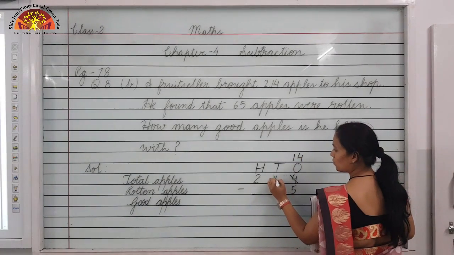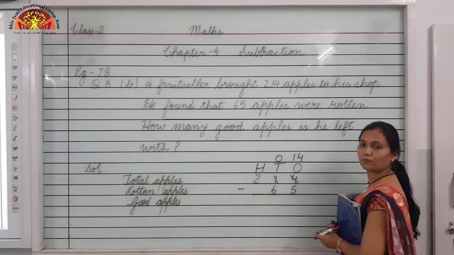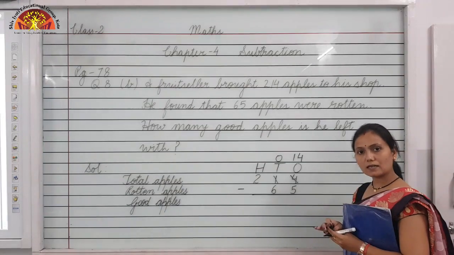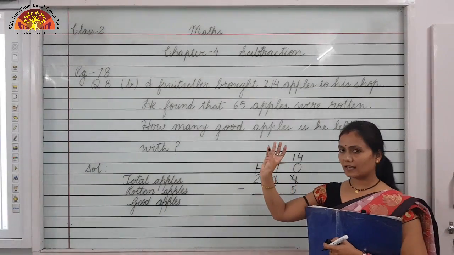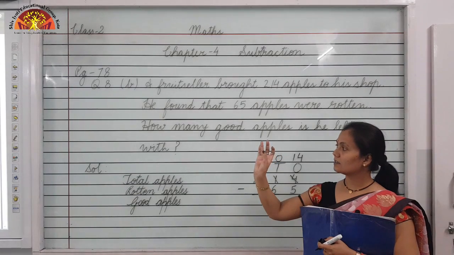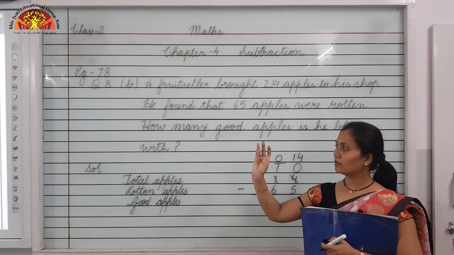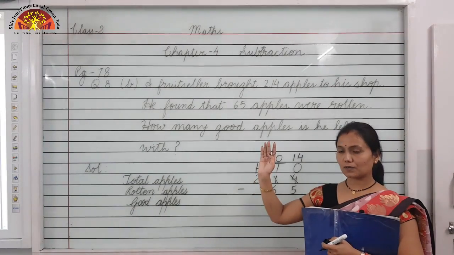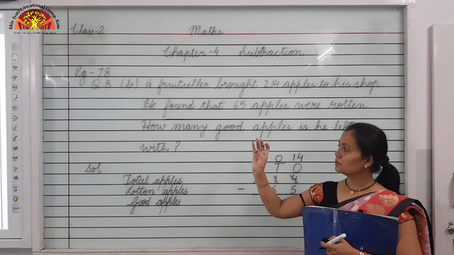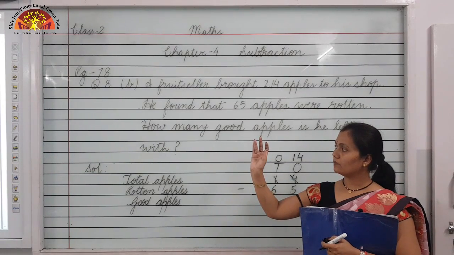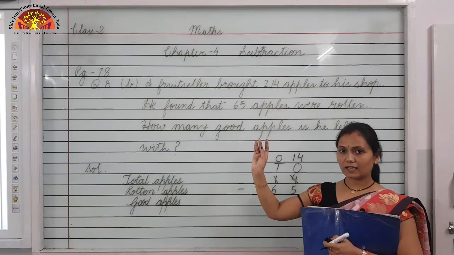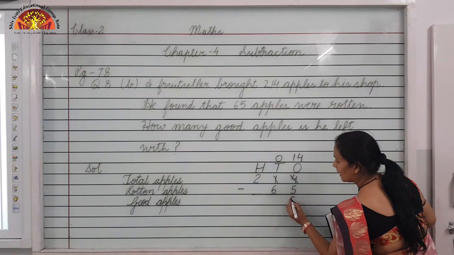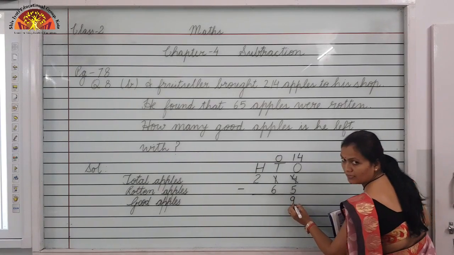Now this 1 becomes 0. Now we will subtract 5 from 14. So start counting after 5. 6, 7, 8, 9, 10, 11, 12, 13, 14. Okay. Now start counting. 1, 2, 3, 4, 5, 6, 7, 8, 9. So how many? 9. So we will write 9 at ones place.